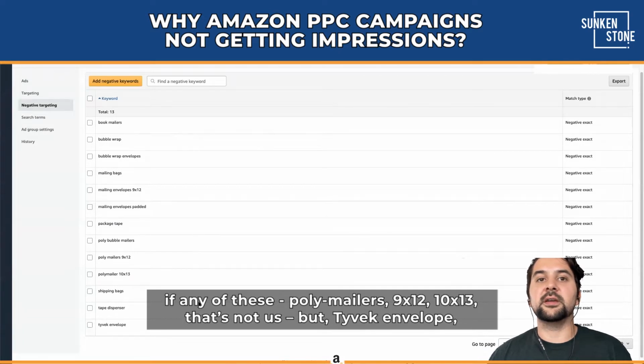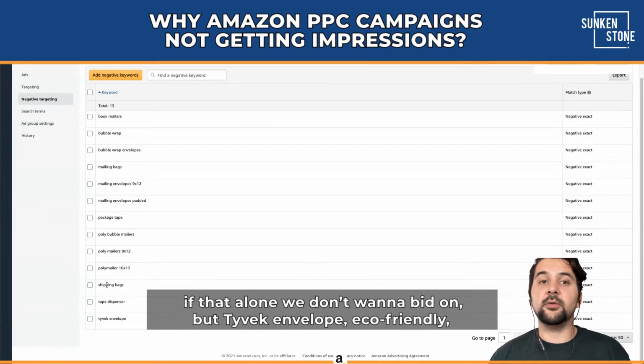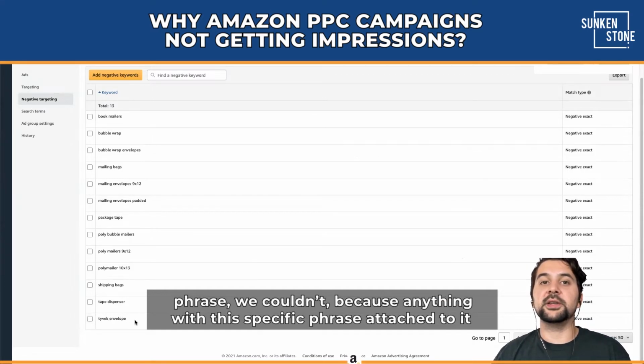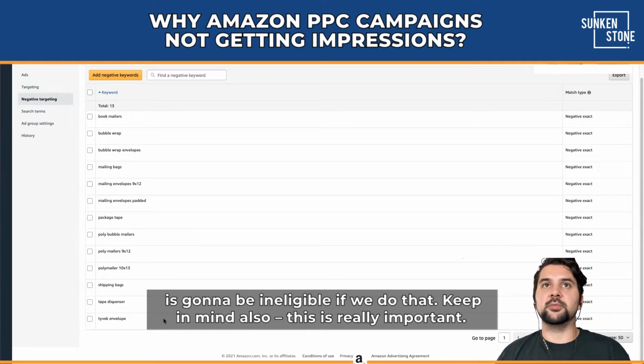But Tyvek envelope, if that alone we don't want to bid on, but Tyvek envelope, eco-friendly, that is a keyword that we like and we want to bid on. If this was set to negative phrase, we couldn't, because anything with this specific phrase attached to it is going to be ineligible if we do that.